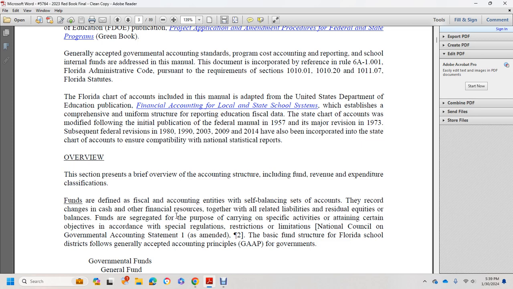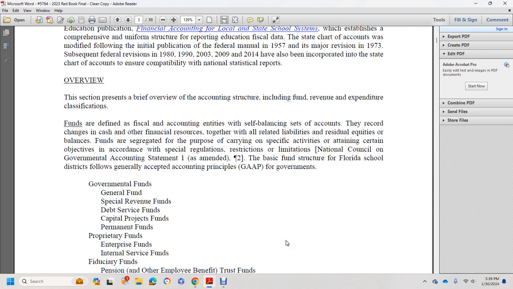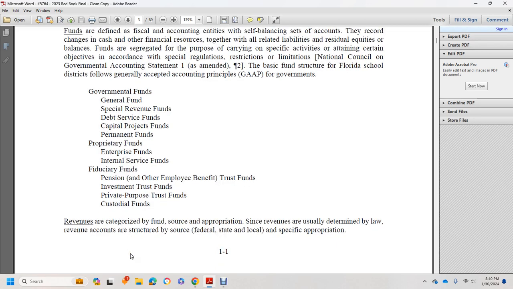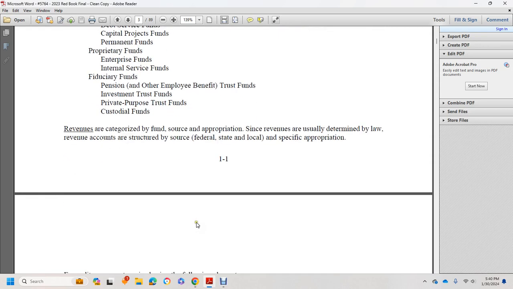The basic fund structure of the Florida School District follows Generally Accepted Accounting Principles, or GAAP, for government. Governmental funds are general funds, special revenue funds, debt service funds, capital project funds, and permanent funds. Proprietary funds are enterprise funds and internal service funds. Fiduciary funds are pension or other employee benefit trust funds, investment trust funds, private purpose trust funds, or custodial funds. Revenues are categorized by fund source operation. Since revenues are usually determined by law, revenue accounts are structured by source of federal, state, and local specific operations.